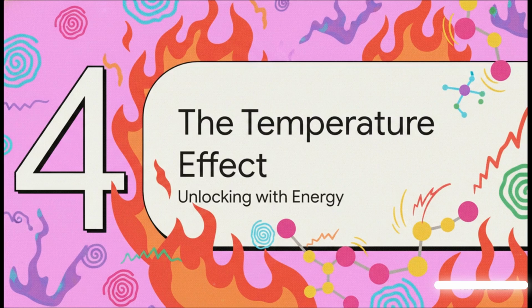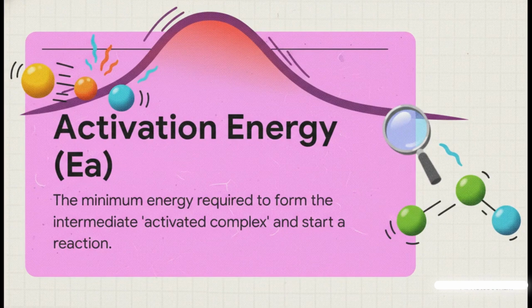So far, we've seen how concentration is a huge factor in controlling reaction speed. Now let's talk about the other big one, something we all know makes a difference: temperature. You see, for a reaction to actually happen, it's not enough for molecules to just gently bump into each other. They have to collide with some serious energy. That minimum amount of energy needed to get the reaction started is called the activation energy. Think of it like a big energy hill that the reactants have to climb over before they can become products.